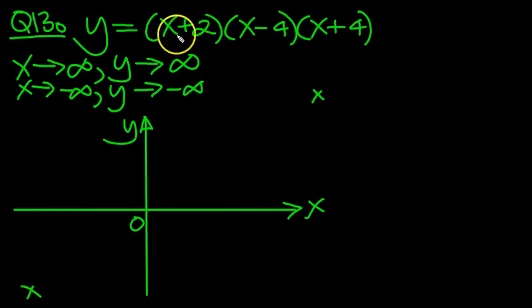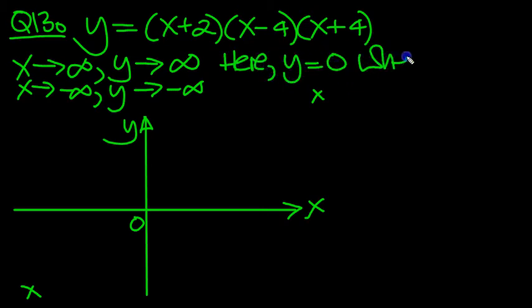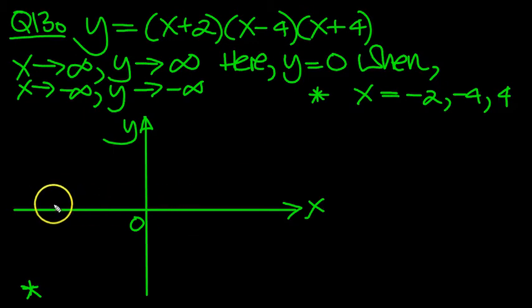Let's find the roots. So y equals 0 when x equals what? I'll put an asterisk there just to differentiate it. So this is 0 when x is minus 2, 4, and minus 4, agreed? So these are our roots. So it's going to come up through minus 4, back down through minus 2, turn, and go back up through 4.